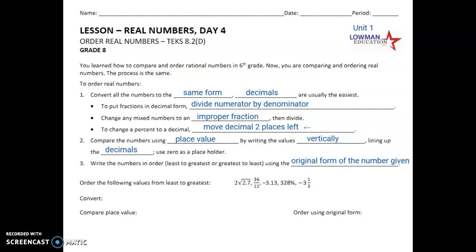Welcome to the Real Number System lesson day 4. We're going to order real numbers and our learning objective is 8-2D.